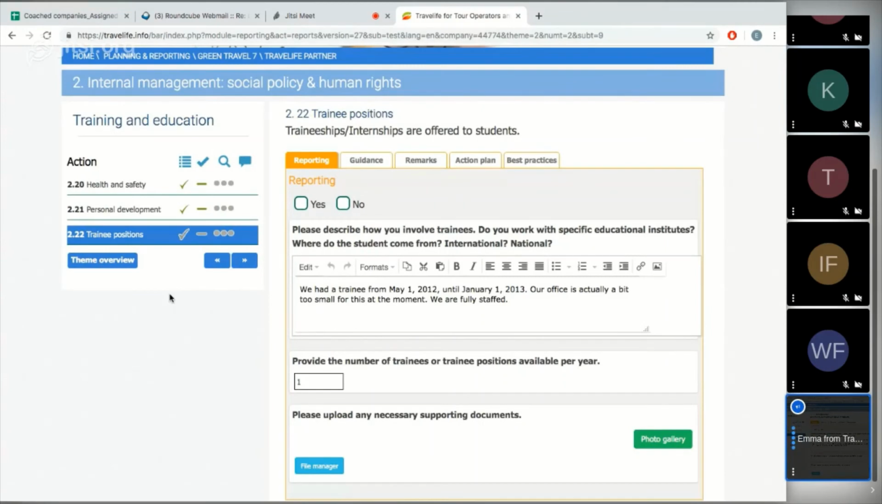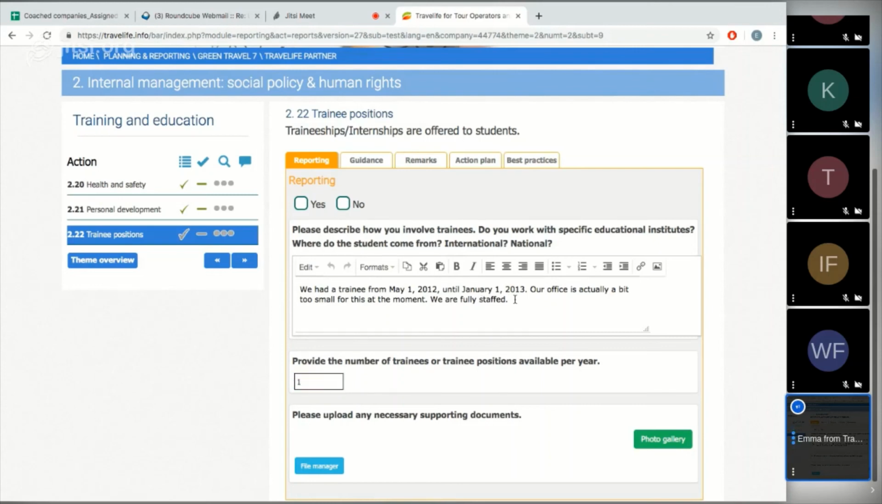So then trainee positions, with this we mean whether traineeships and internships are offered to students. So as you can see in the description, please describe how you involve trainees. Do you work with specific educational institutes? Do they come from specific universities? Where do the students come from? Do you accept international students or only national students? And then provide an average number of trainees or trainee positions that you have available per year.